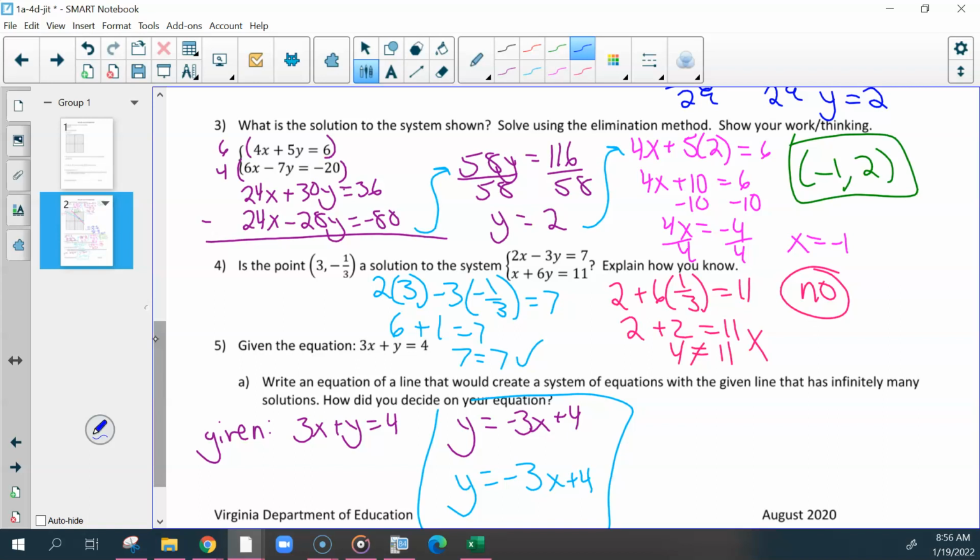So when I put this into the first, it works out 7 equals 7. But when I put it into the second, it does not. So this cannot be a solution because it doesn't work out for both. Questions on number 4?